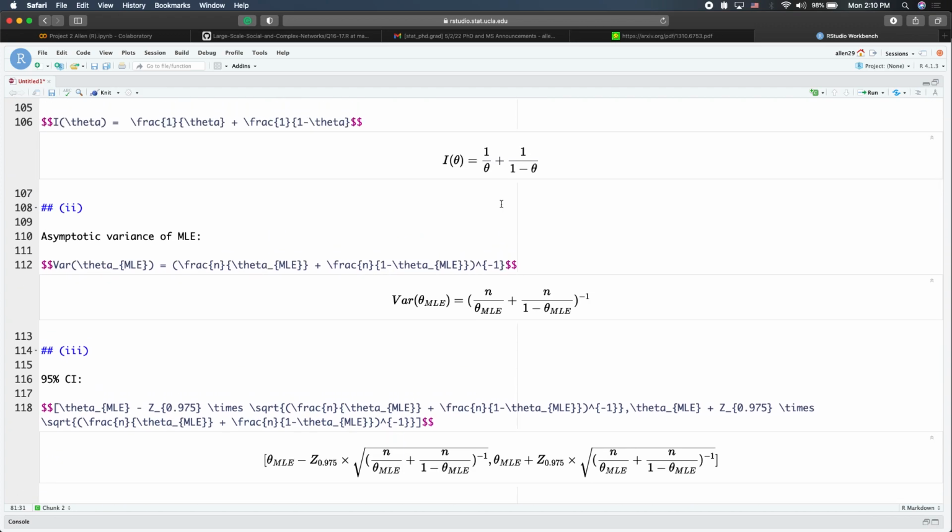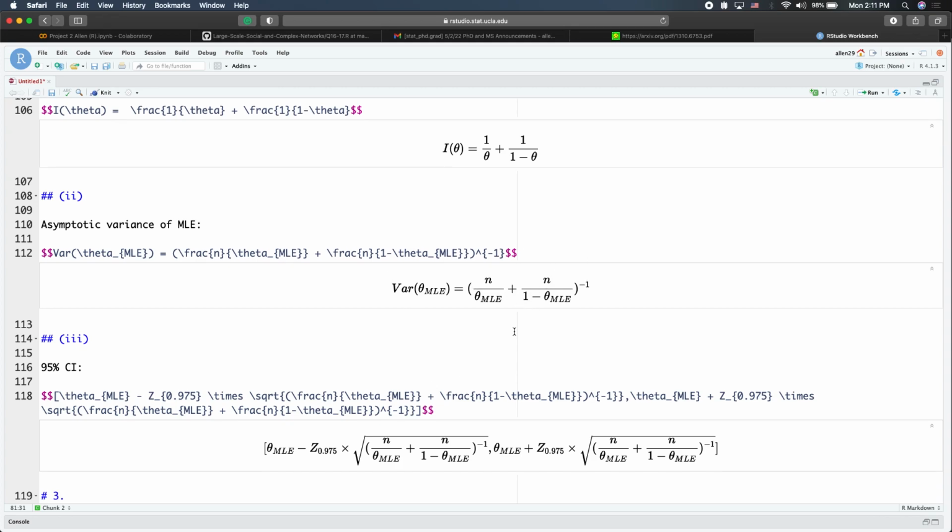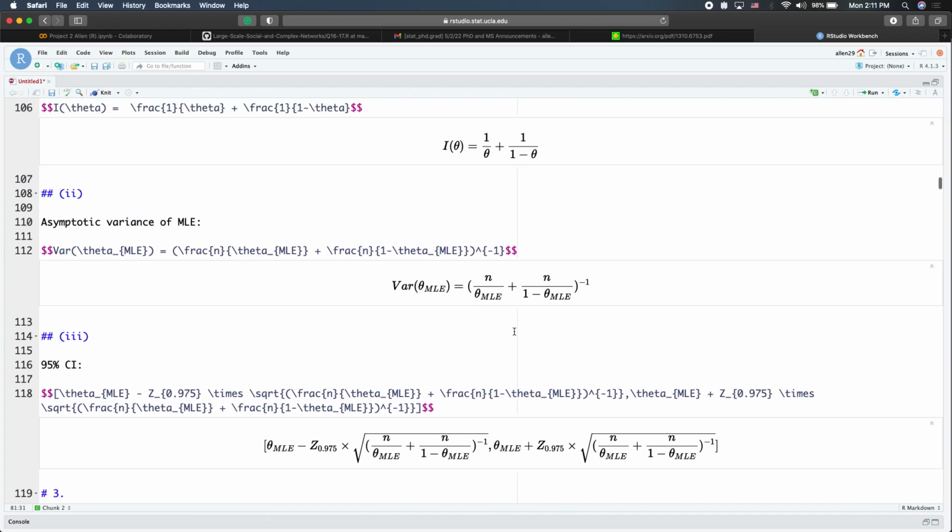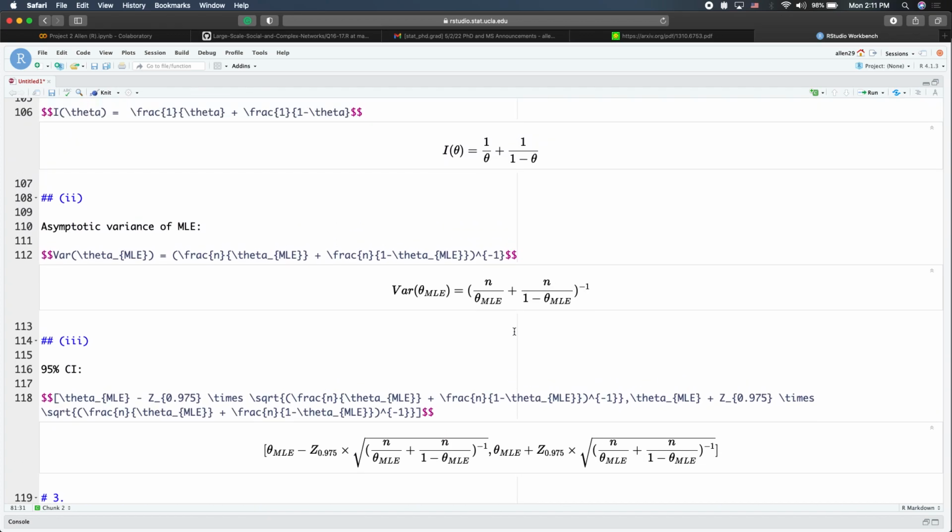And then for the last part, we just construct the confidence interval using the zeta MLE plus and minus the quantile multiplied by the square root of the variance, the one that we get from here. So same as question 1, except for a different probability mass function. Any questions or comments?